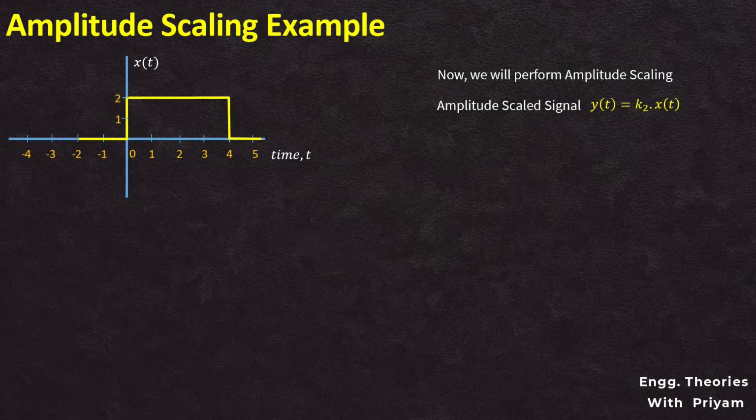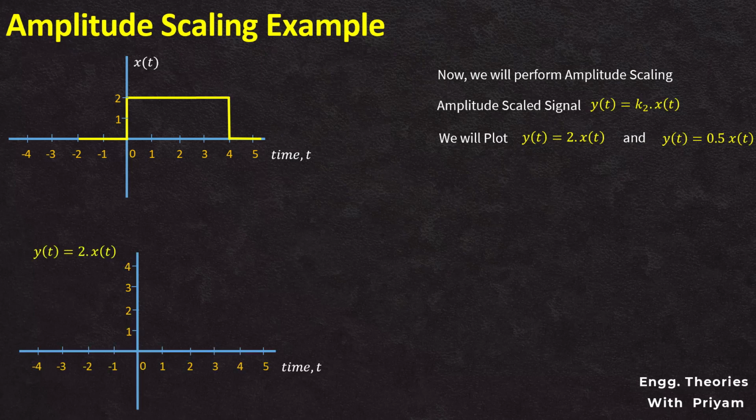by the value of k2. For this case also, we will plot two signals: y(t) = 2 · x(t) and y(t) = 0.5 · x(t). First one is the case of amplitude expansion as the value of k2 is greater than 1, and the second one is the case of amplitude compression as the value of k2 falls between 0 and 1.